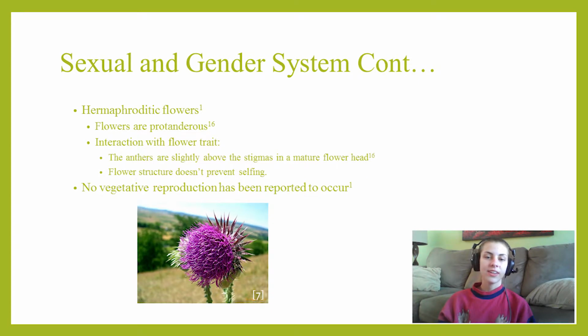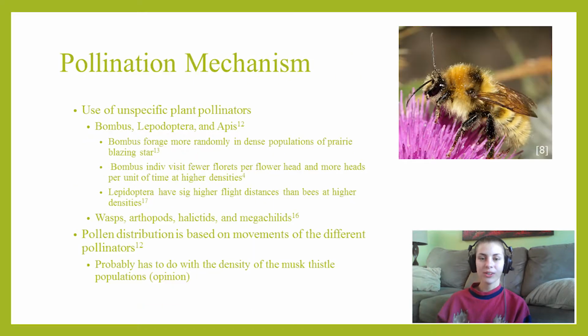As for the gender system, it is a hermaphroditic flower, and they are also protandrous. And interactions with that flower trait include the structure of the flower itself. So the anthers sit slightly above the stigmas in a mature flower head, and because of this, the flower structure itself does not prevent selfing. And also, this plant does not use vegetative reproduction, or there has not been any reported vegetative reproduction.